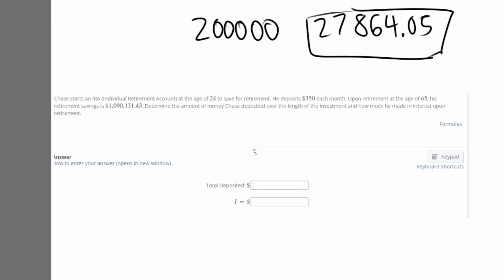We know that we are trying to find the total amount deposited. He deposits $350 each month, right? So we can take $350 times 12, because he does it each month, and then times the amount of years, which is 65 minus 24.